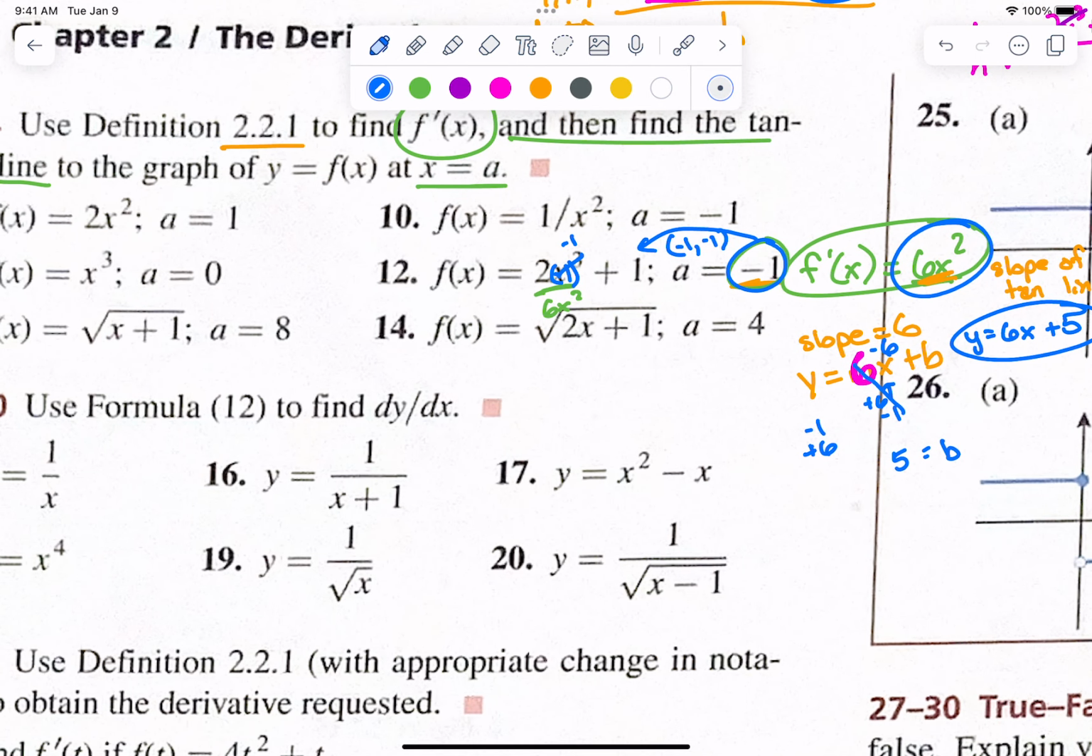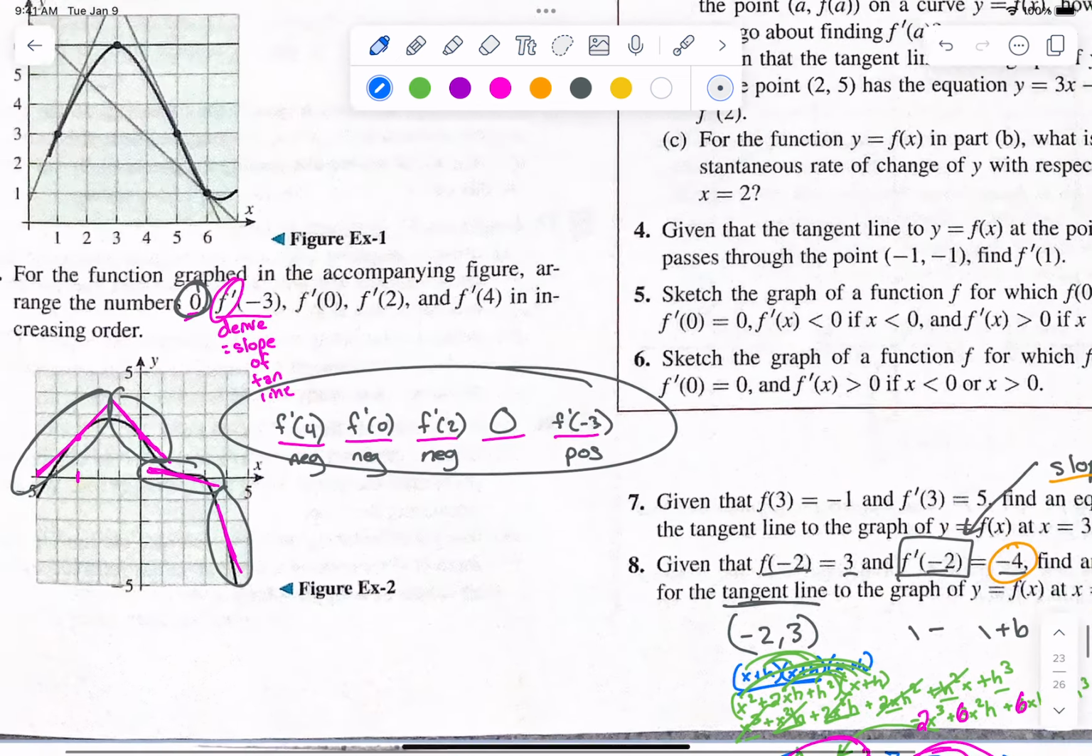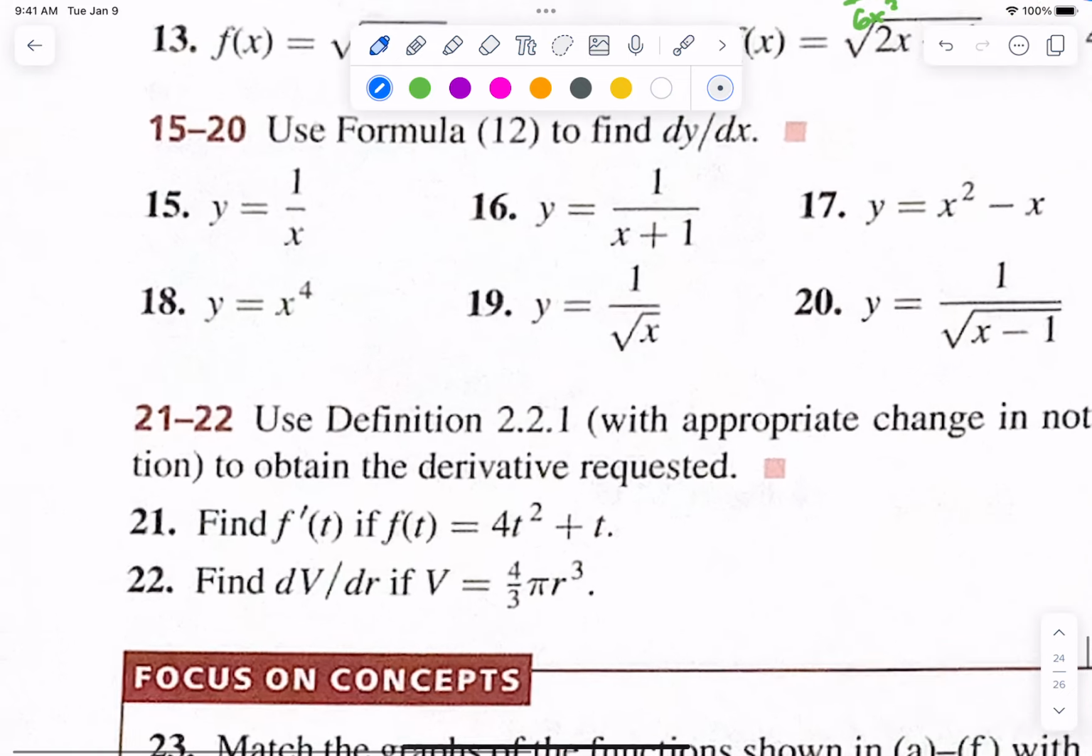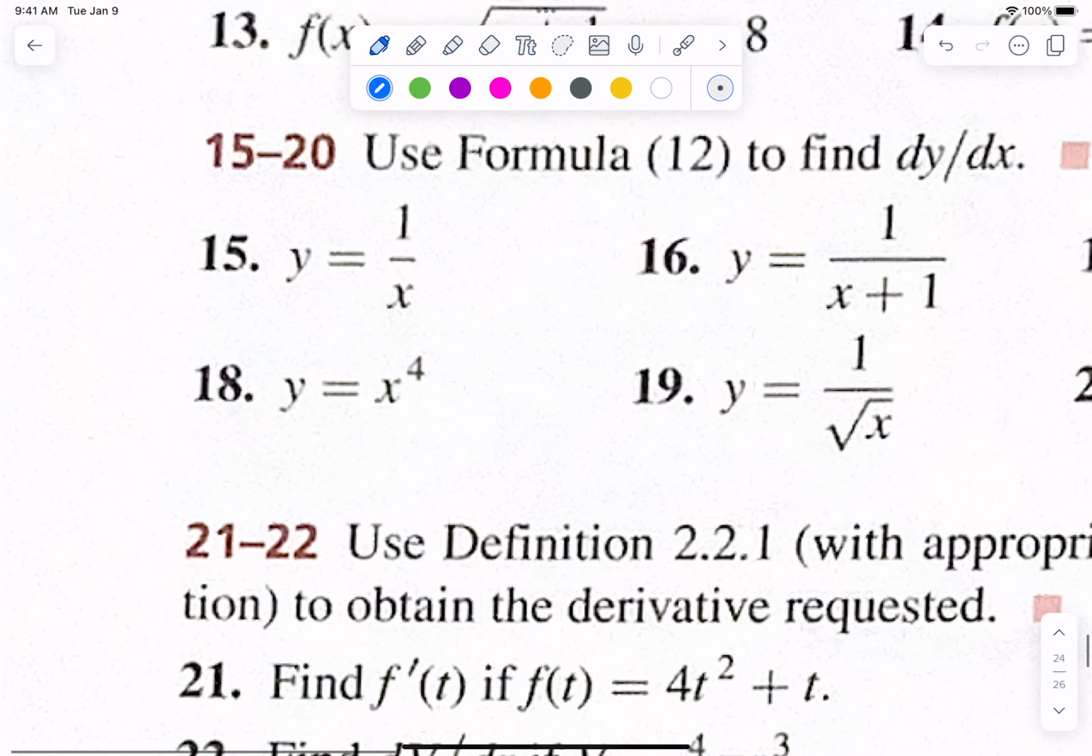Okay. All right, what else we got? 18. Okay. I don't know. Formula 12. That's that limit thing again, I think. To find dy dx. Formula 12 is a weird thing. Luke found it in the book. What's formula 12? I don't want to do that. I don't either.